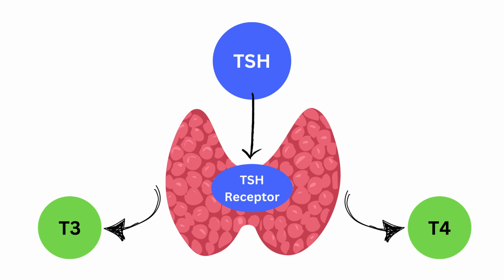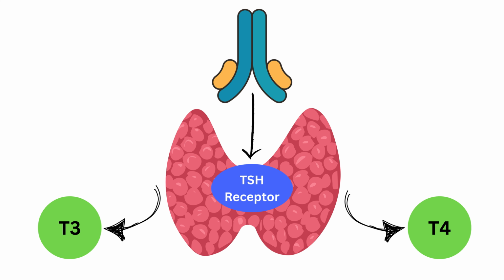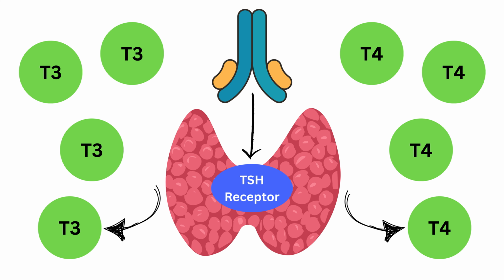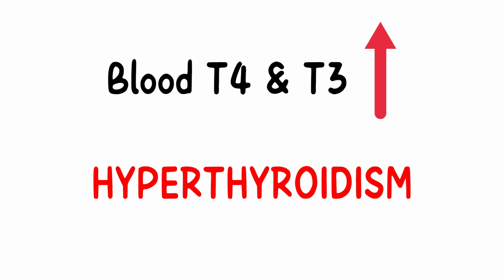So in Graves' disease, these TRAbs are going to act similarly. They are going to bind to TSH receptors on the thyroid gland just like TSH would. This constant stimulation makes the thyroid gland overproduce thyroid hormones. As a result, thyroid hormone levels in the blood rise, leading to hyperthyroidism.